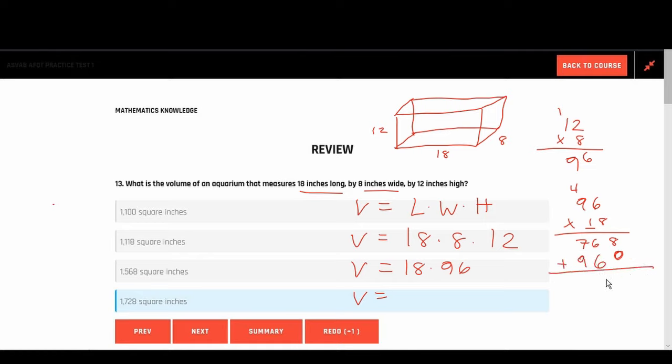Let's go ahead and add these together. 8 plus 0 is 8. 6 plus 6 is 12. Carry the 1. 7 plus 9 is 16. Plus 1 is 17. So we can see the volume is going to be 1,728 inches cubed, since we're dealing with volume. These say square inches, which is wrong. Should be cubic inches. So that's my bad there. But 1728 is the correct answer.